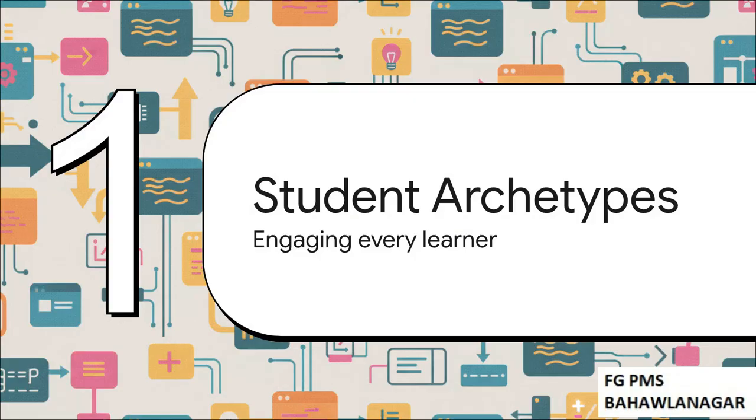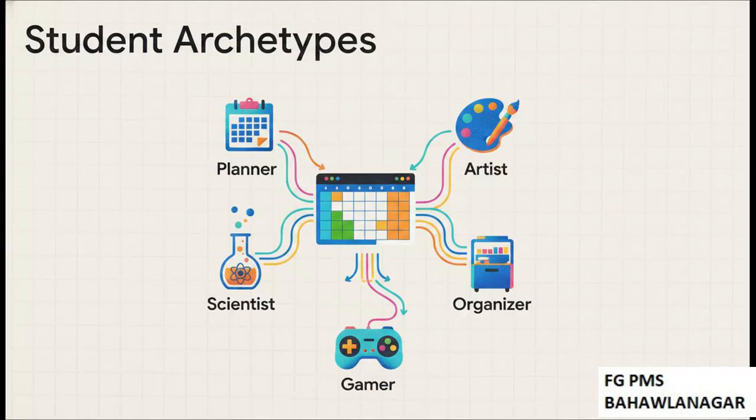Which brings us to Section 3, engaging every student archetype. We all know a one-size-fits-all approach rarely works in the classroom, right? Well, instead of doing that, this logic engine perfectly adapts to 5 distinct student archetypes. We're looking at the planner, the artist, the scientist, the organizer, and the gamer. Every single one of these students can absolutely find a home in the grid.